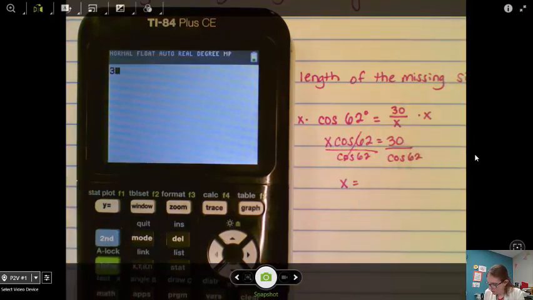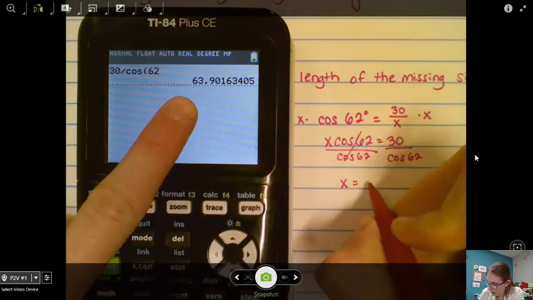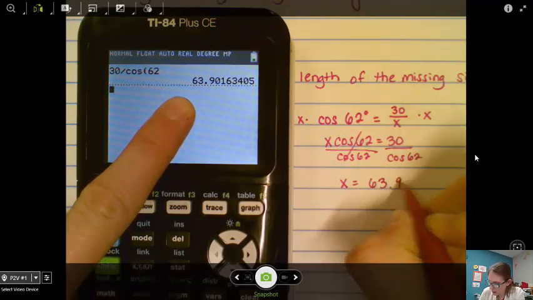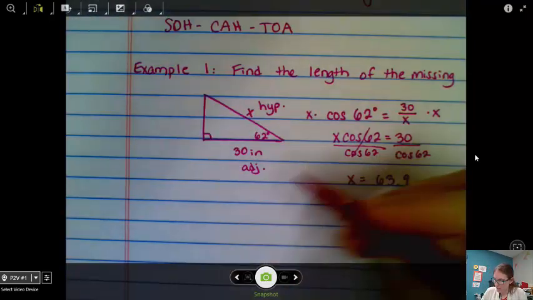But now we take 30 divided by the cosine of 62, and that tells us that our hypotenuse is about 63.9 inches.